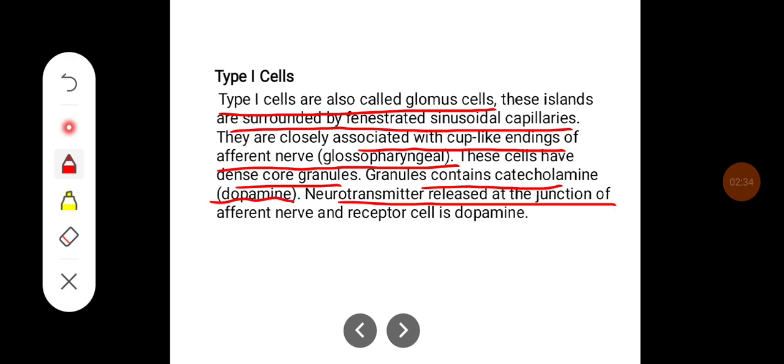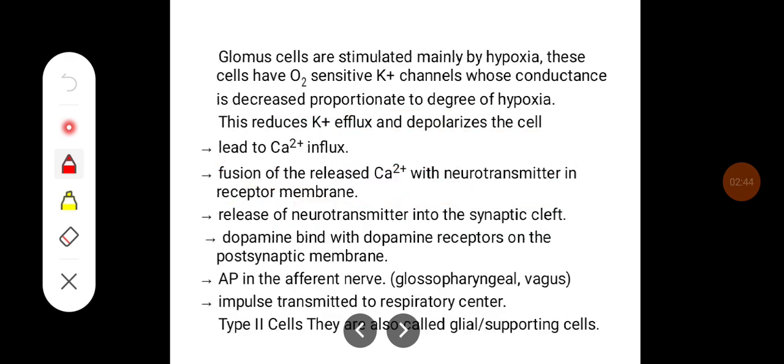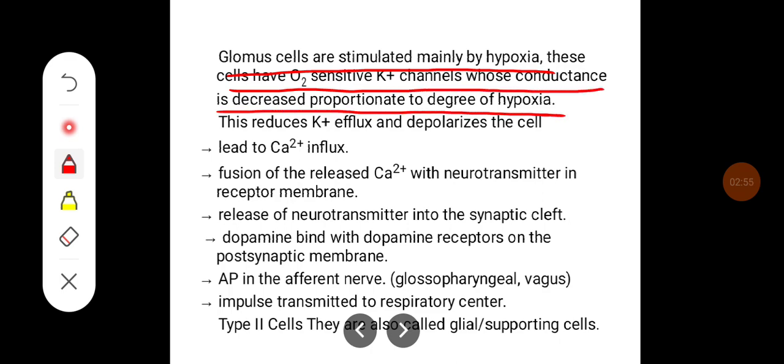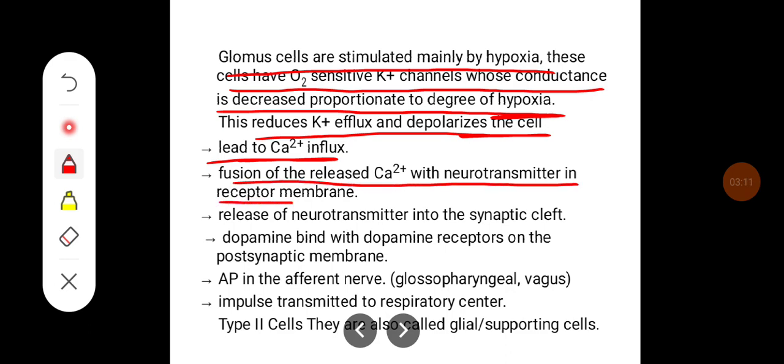Neurotransmitter released at the junction of the afferent nerve and the receptor cell is dopamine. Glomus cells are stimulated mainly by the hypoxia. These cells have oxygen-sensitive potassium channels whose conductance is decreased proportionate to the degree of hypoxia. This reduces the potassium efflux and depolarizes the cell that leads to calcium influx and the fusion of released calcium with neurotransmitter in the receptor membrane occurs.